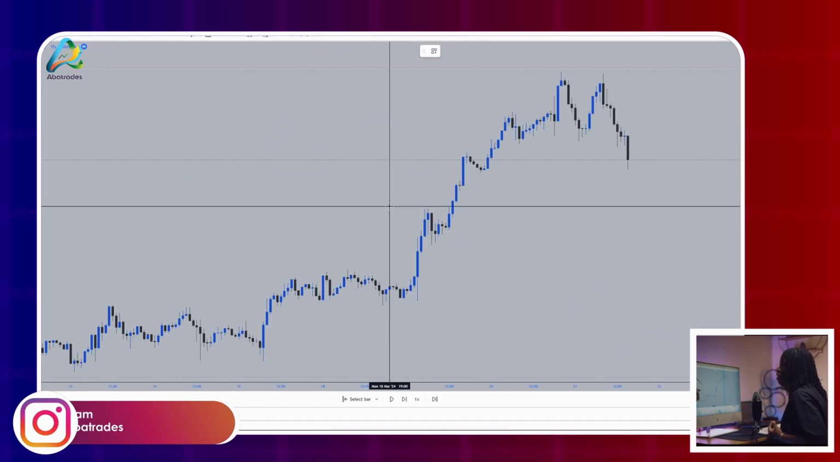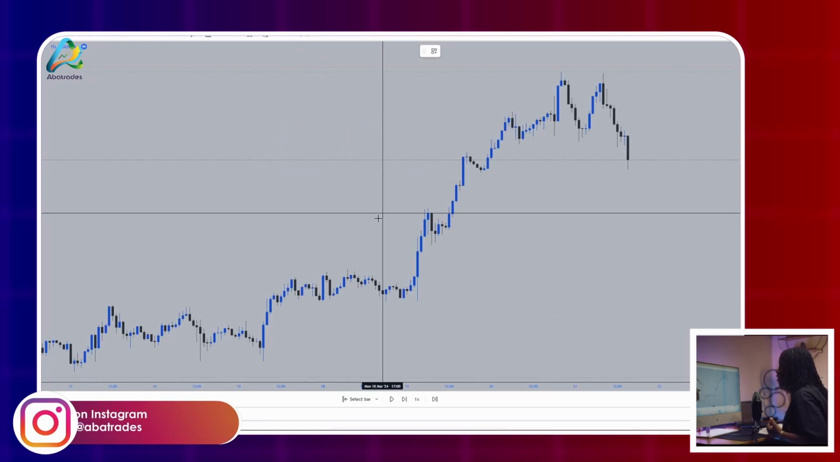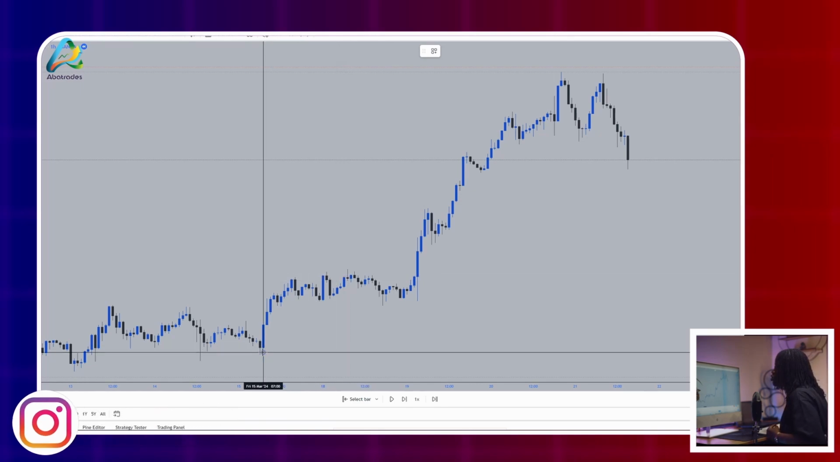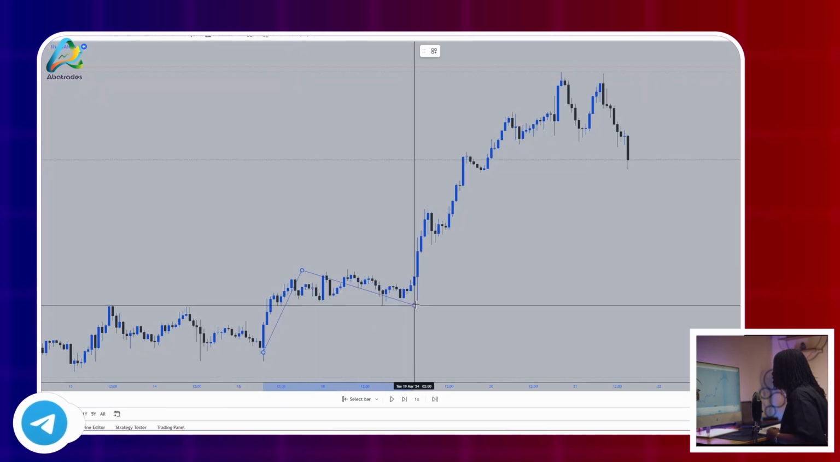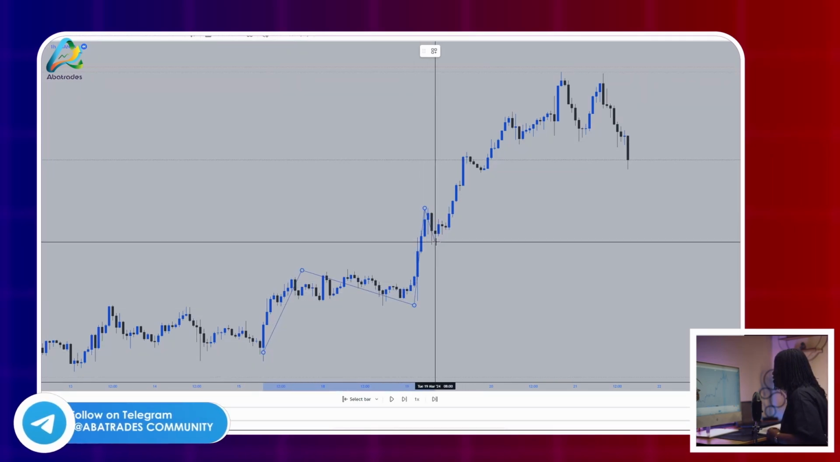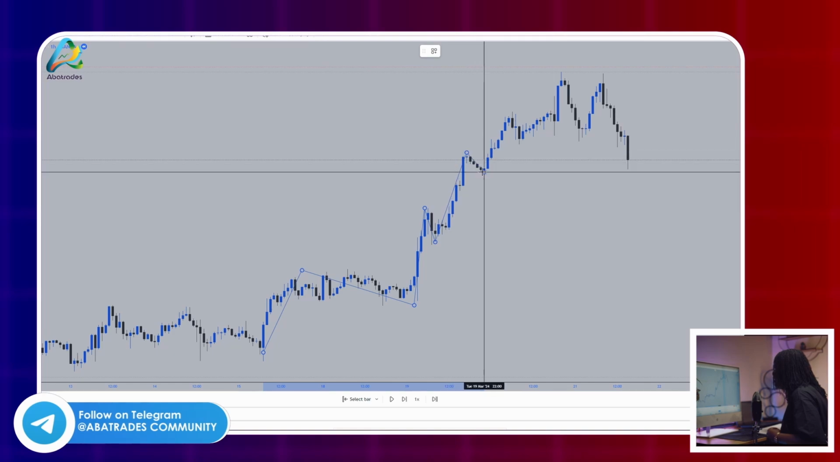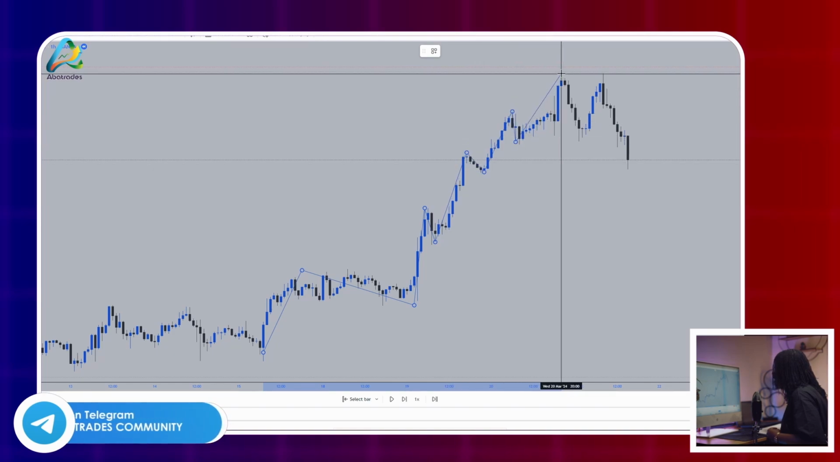Okay guys, so I want to help you spot some of these double top chart patterns on the real chart even before they form. Before they start forming, you have a series of higher highs here, a series of higher lows here, higher highs here, higher lows here, higher highs, higher lows, and then a higher high right here.